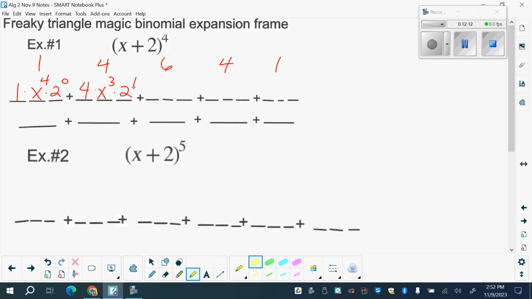So the exponents on the x's go what direction? They get smaller by 1. And the 2's, the exponents go higher, start at 0 and increase by 1 each time. So my next one is 6 times x to what exponent? 2 times 2 to the 2. My last one.